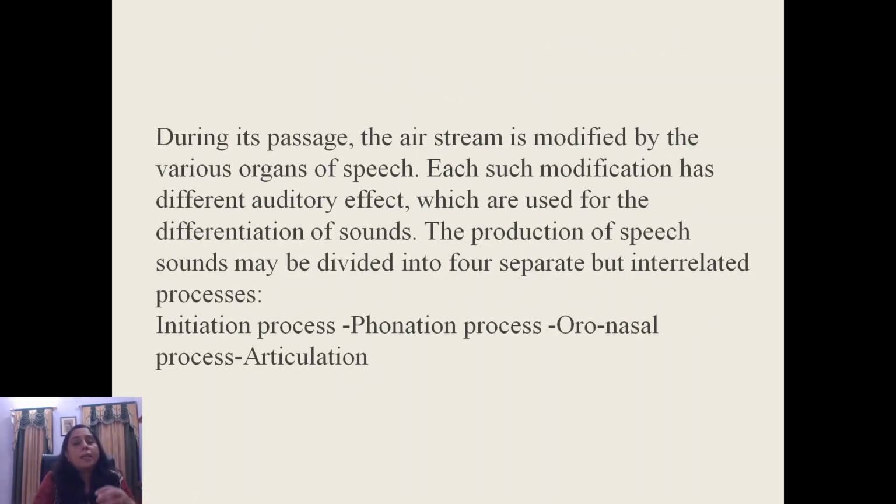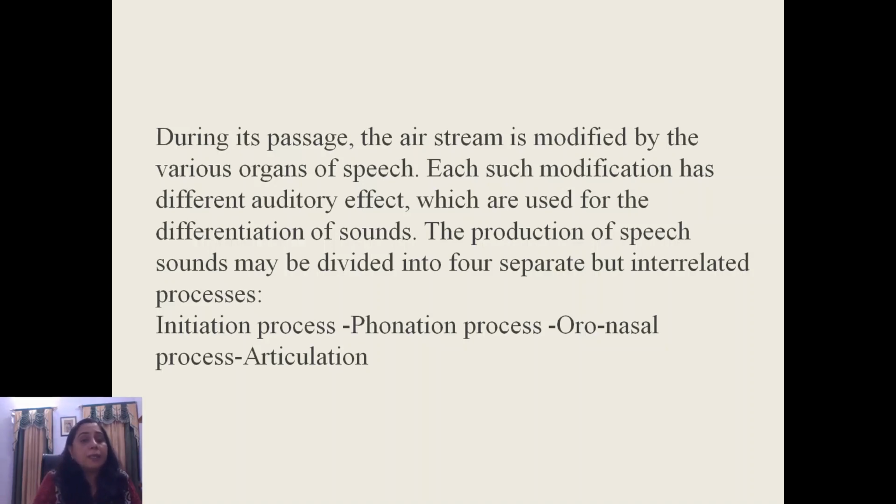Now when this air crosses the trachea and comes out from the mouth or through the nose, a lot of modification happens. Because of this modification, different auditory effects are created and we can differentiate between sounds. For example, when we are speaking sounds like p, at that time both lips, upper lip and lower lip, come together and make a complete closure, and then air is released suddenly with a puff, p.